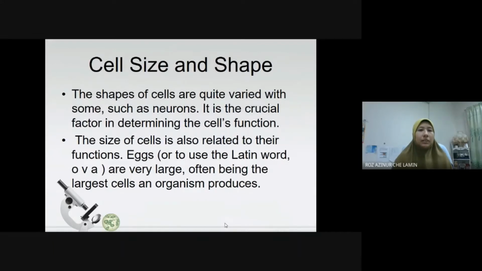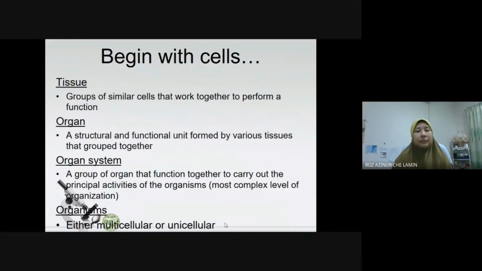Now we talk about cell size and shape. The shapes of cells are quite varied, with some, such as neurons and other cells. Shape is a crucial factor in determining the cell's function. The size of a cell is also related to its function, such as the egg, or in Latin, ova, which is very large, often being the largest cell an organism produces.